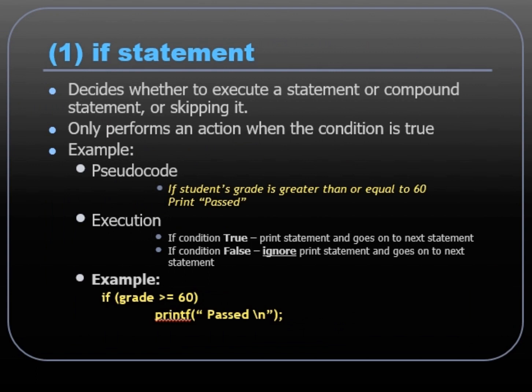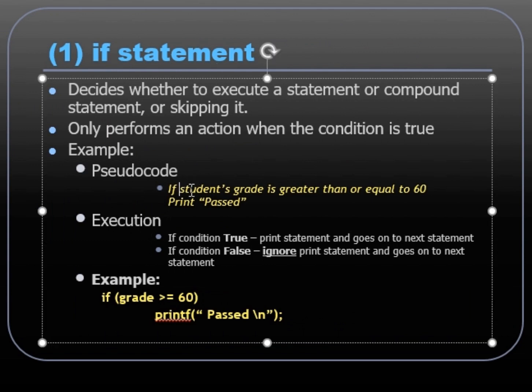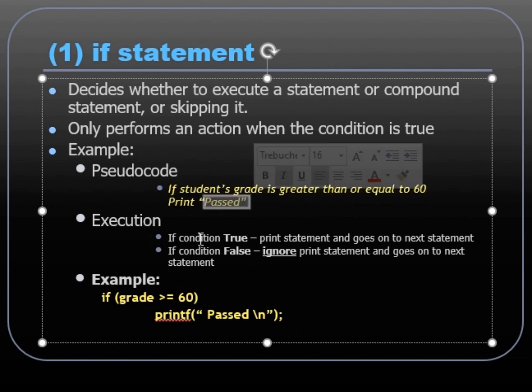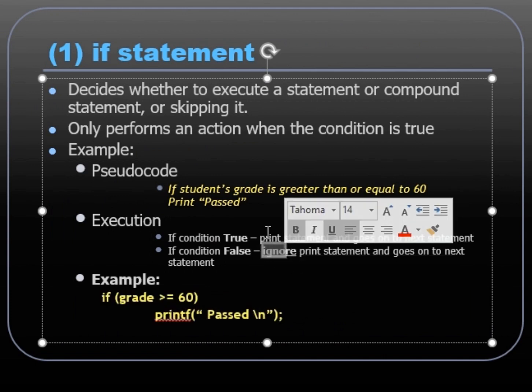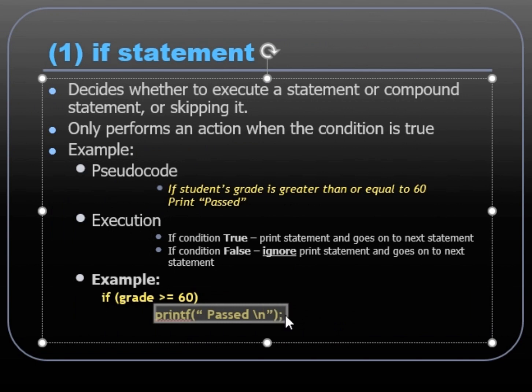According to the example given here, if the student's grade is greater than or equal to 60, which means at least 60 marks, if this is the condition, then print passed. If the condition is true, then the print statement executes and it goes to the next statement. If false, it ignores the print statement and goes to the next statement. So you can see that in an if statement, if it's false, it ignores. If it's true, it does what is in the if block.